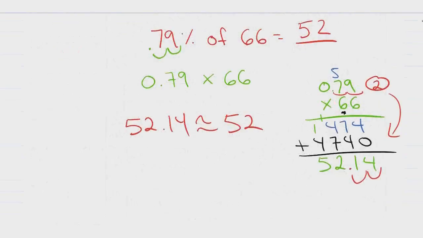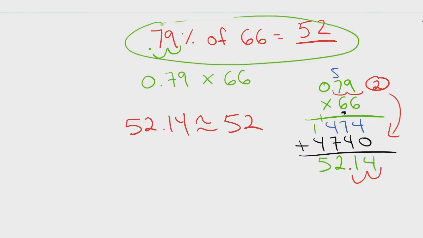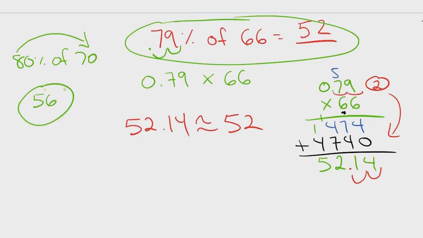Let me go back to this and cover something really quick to help you, because sometimes you might want to check your answer to make sure it looks correct. When I check my answer, I estimate. So I changed 79% to 80%, something easy, and I changed 66 to maybe 70. And what is 80% of 70? Well, all you're going to do is multiply 8 times 7, which is 56. And isn't 56 close to 52?